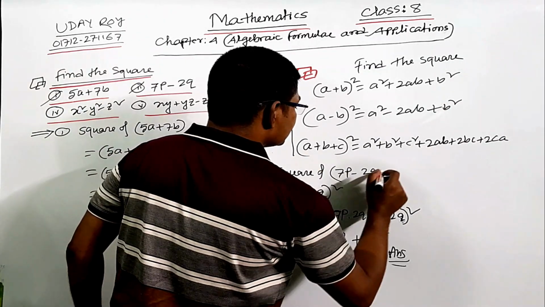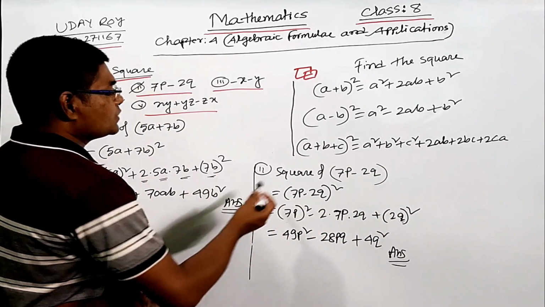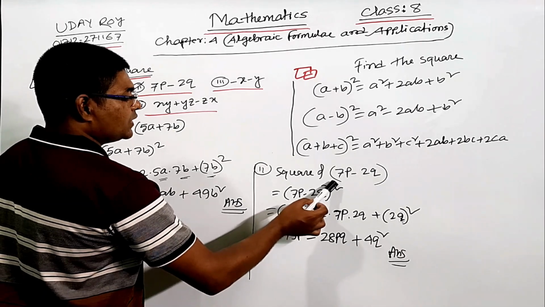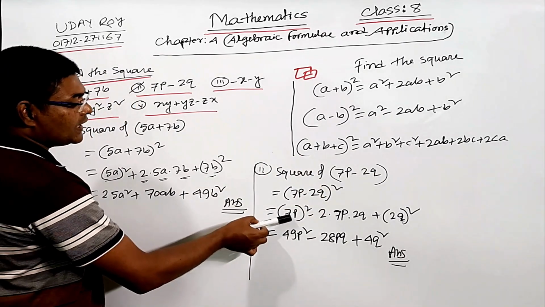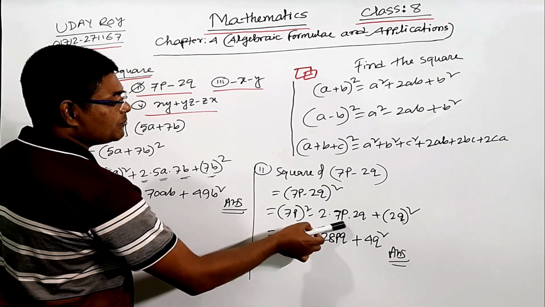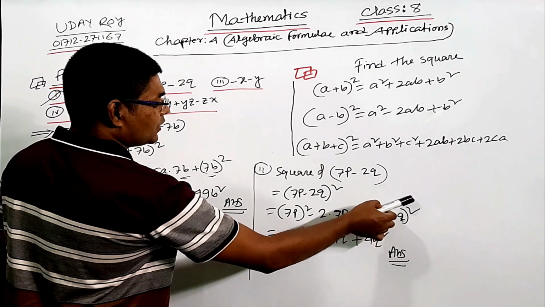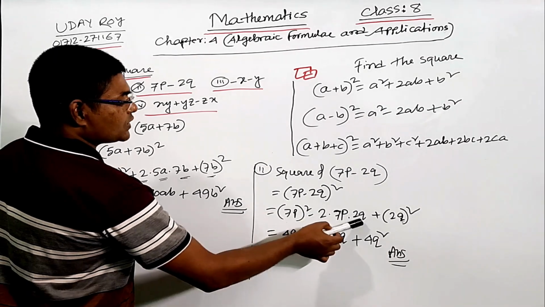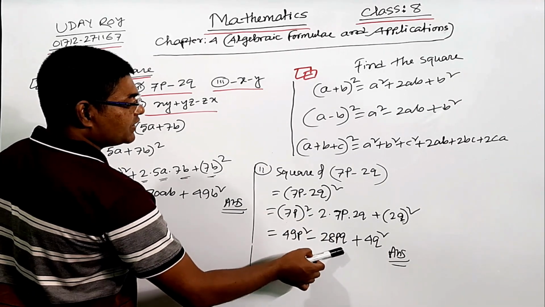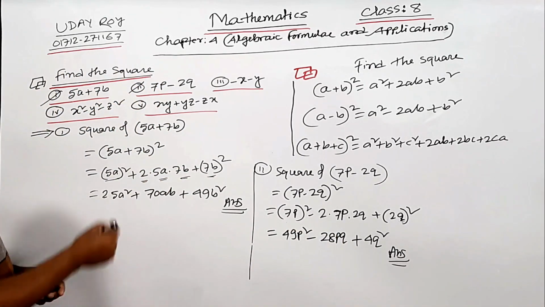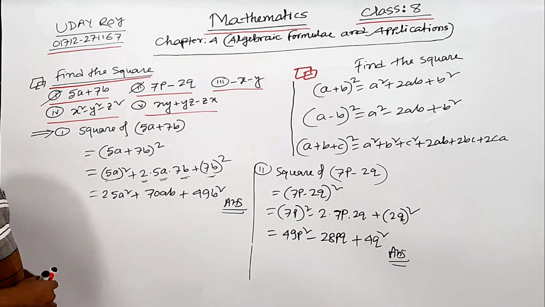So you have to use a bracket here. Square of 7p minus 2q equals 7p minus 2q whole square. So we have a square position, that means 7p whole square minus 2 into 7p into 2q plus 2q whole square. 7 7s are 49 p square minus 2 into 7 into 2, 4 7s are 28 pq plus 4 q square. So we have got maths number 1 and maths number 2.